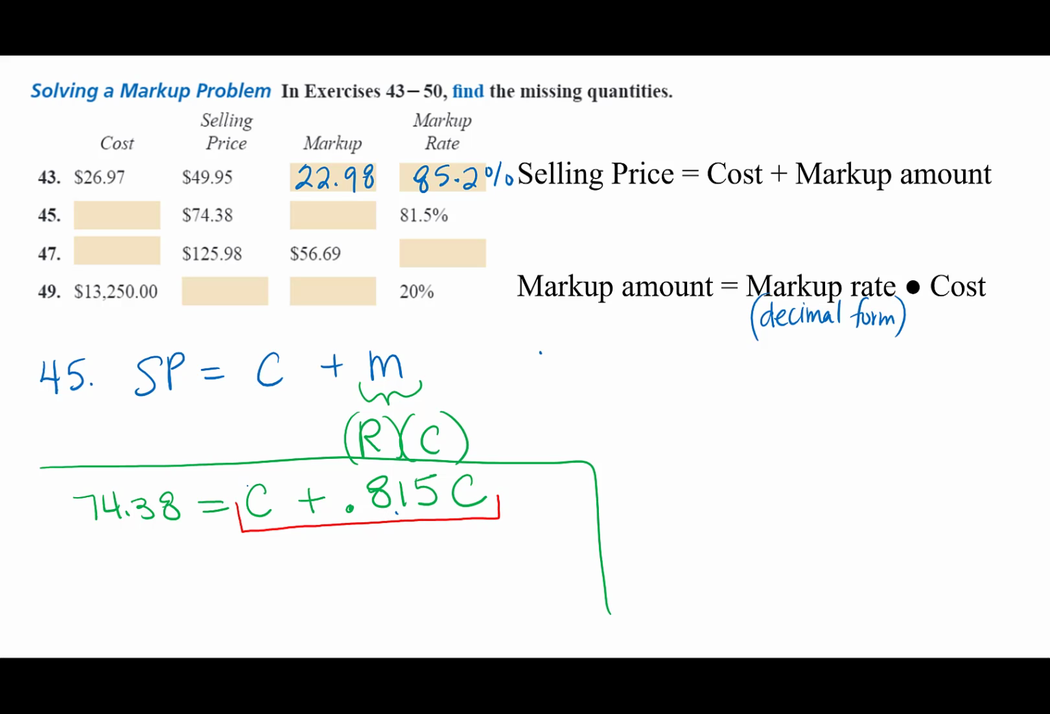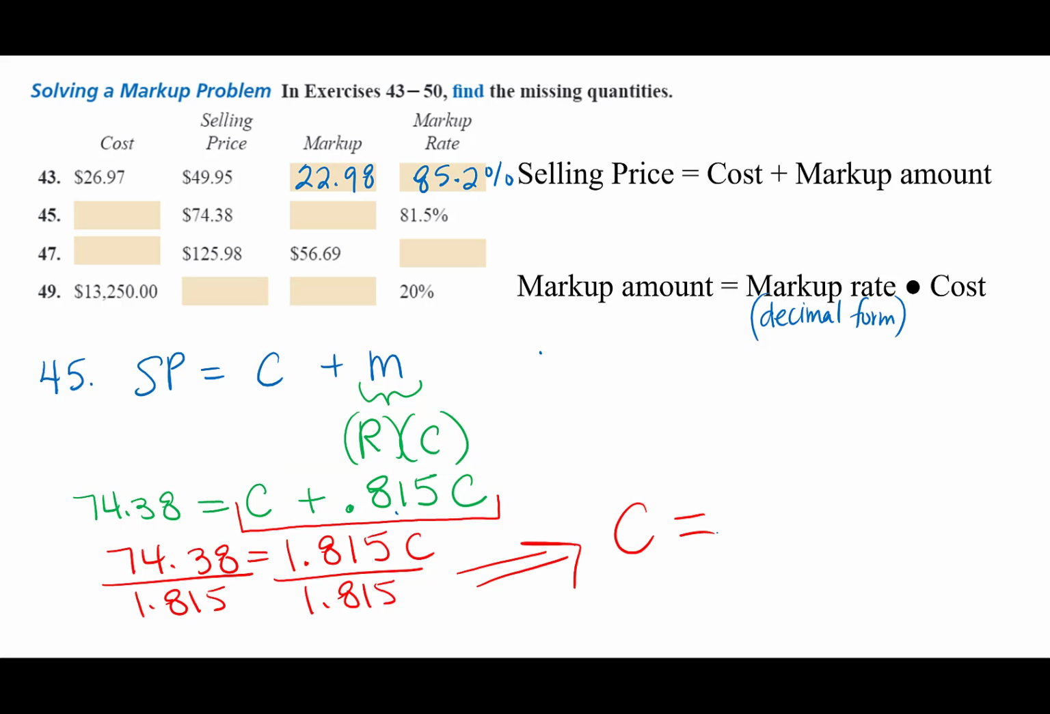The first C has a coefficient of 1. So when we add these two together, we have 1.815 C, and that still equals 74.38. Now divide both sides by 1.815 to get C equals the decimal 40.98, and that is a dollar amount. That's C, which is our cost.